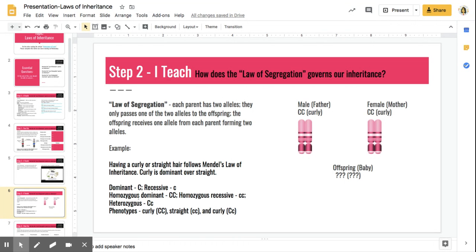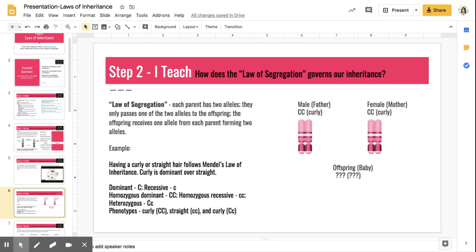So the homozygous dominant is a pair of two dominant alleles, so it should have two capital C. And homozygous recessive is the pair of two recessive alleles, so it should have two small c. And then the heterozygous is a pair of dominant and recessive allele, so it should be capital C and small c. Remember that capital is written first before the small.